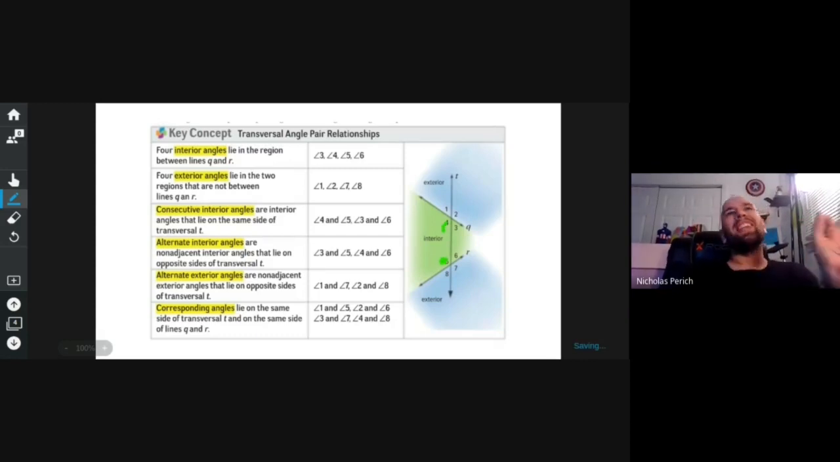So there's 4 and 5. Those guys are on the inside of the 2 lines that the transversal is cutting through, and they're on the same side of the transversal. Same thing with 3 and 6.